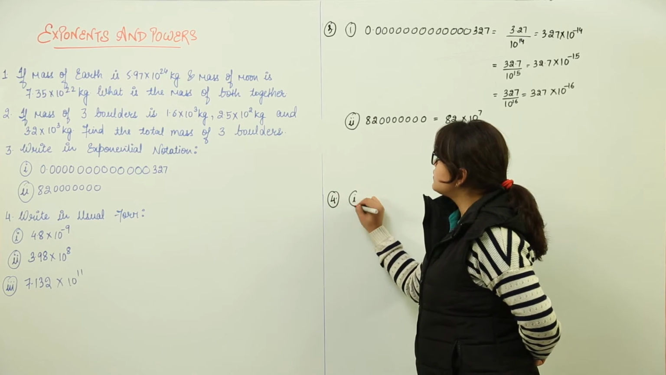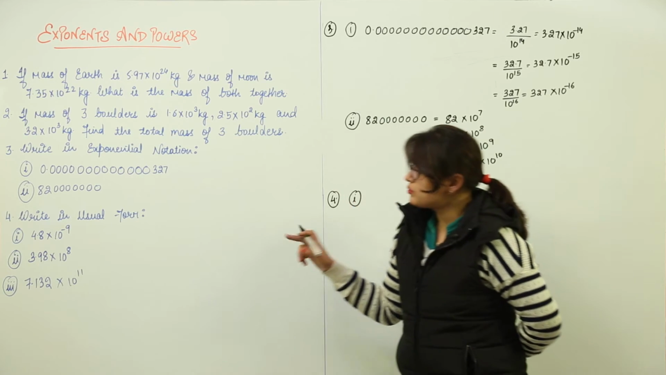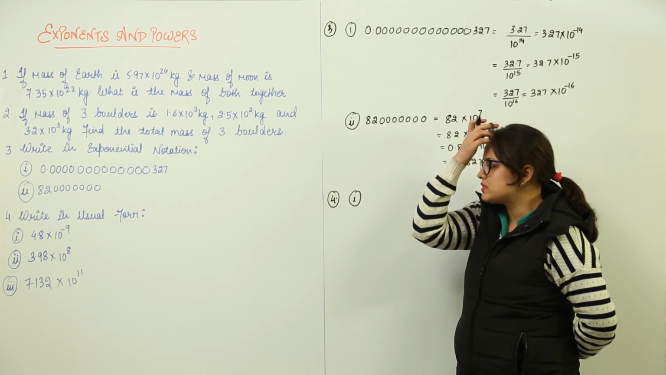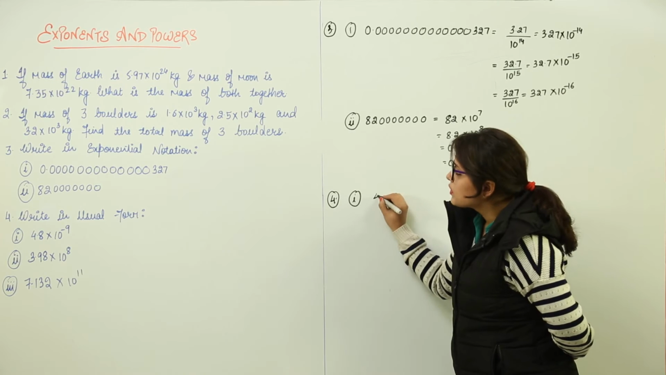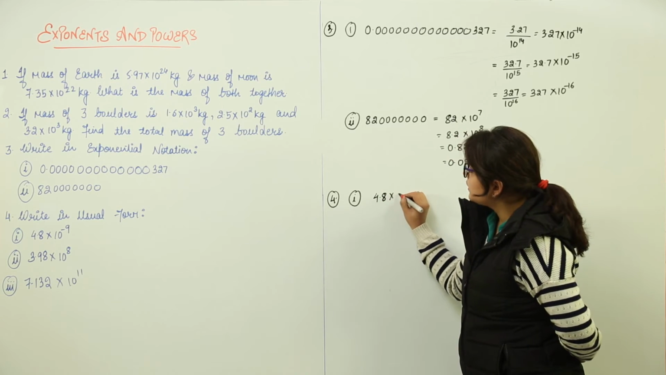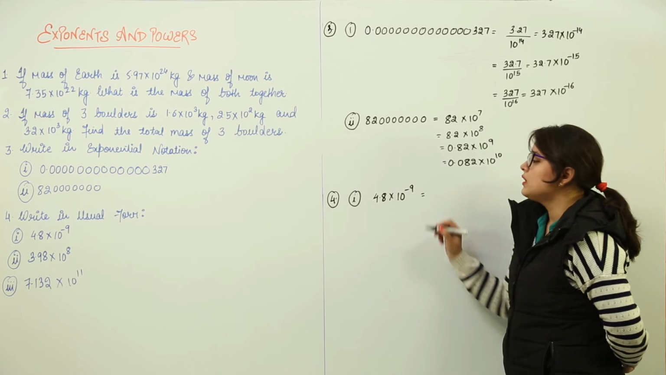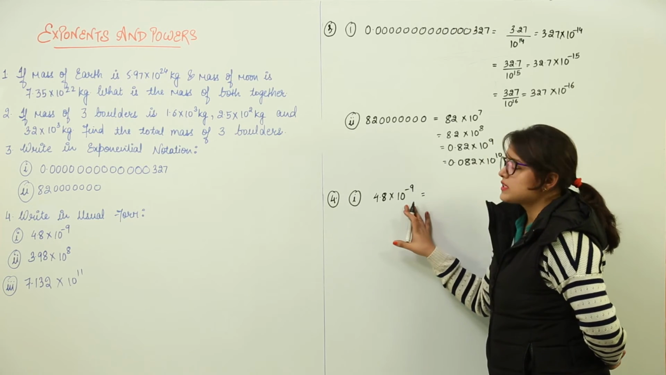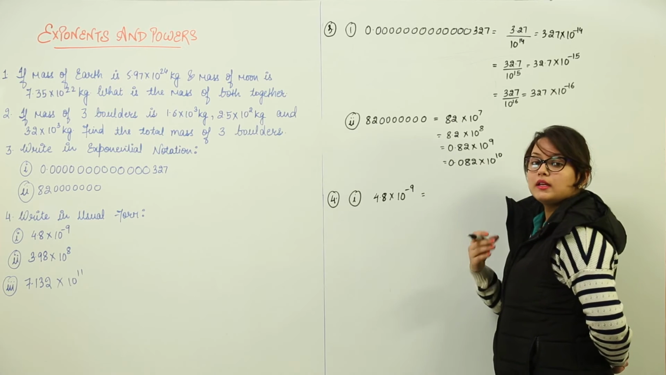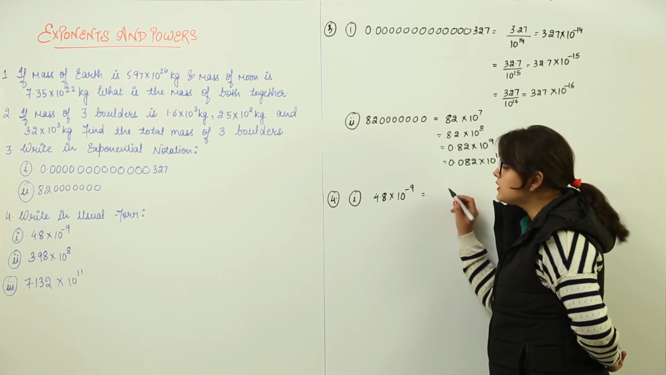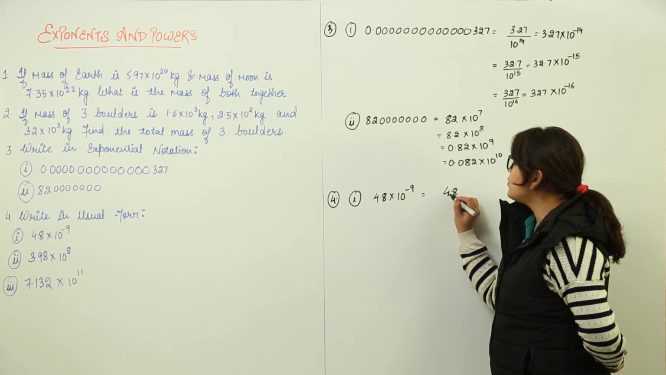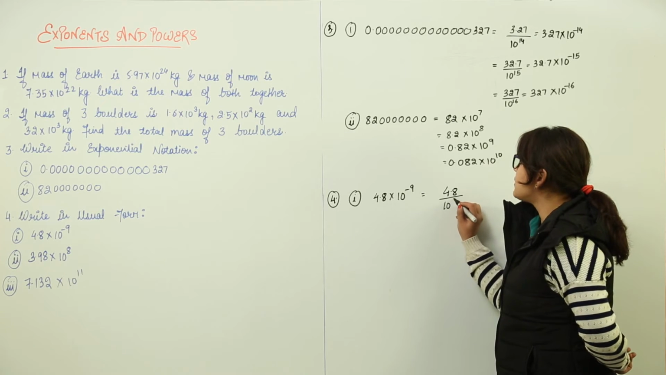Question number 4, first part. It says we have to write the usual form of these numbers. Now the first part is 4.8 into 10 raised to power minus 9. First of all, whenever you come across any such question, you convert the negative exponent into the positive exponent. That is, you write 4.8 upon 10 raised to power 9.